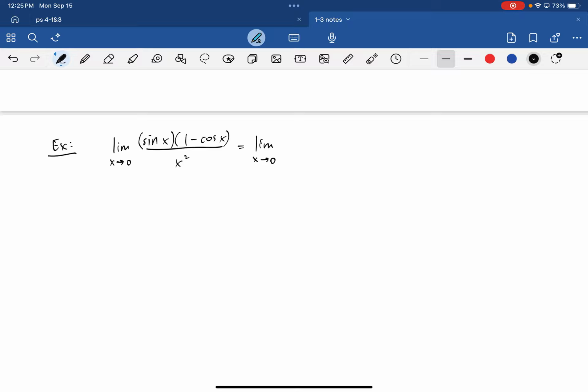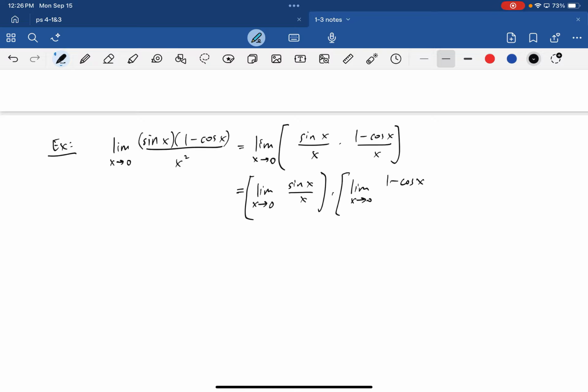So what we have here is really just the limit of sine x over x times the limit of 1 minus cosine x over x. Right, which is what we just learned, except they're multiplied now. What we're actually allowed to do is consider these as two different limits that have been multiplied together. Okay, and the left one is just 1, and the right one is 0, so it's 1 times 0, which is 0. Okay?